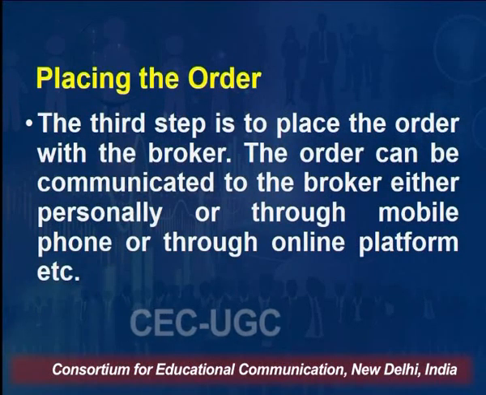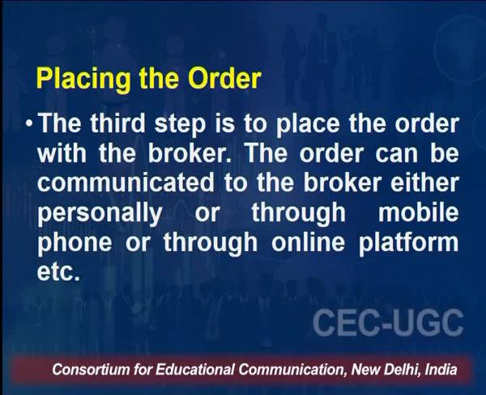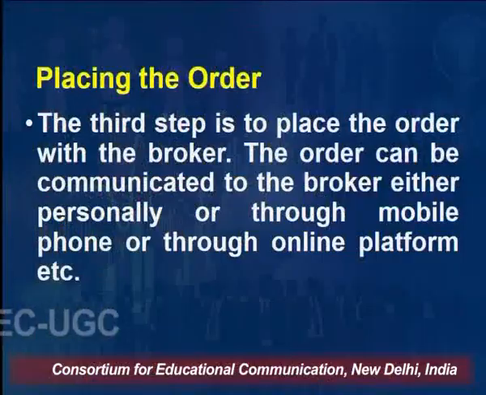The third step is, once you have your broker in place and a depository account, which I said is an electronic form of holding equity shares, your bank information, PAN number and residential proof are already with the depository and the broker. Now, after having the prerequisites of trading, if I want to buy or sell, what is the process of buying a share? The third step is to place the order with the broker.